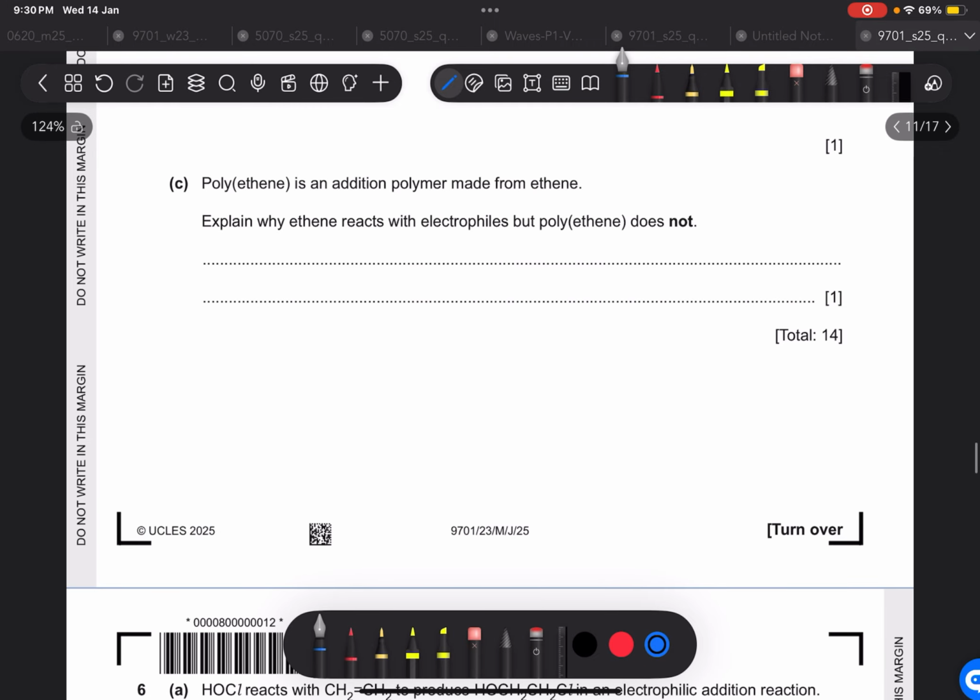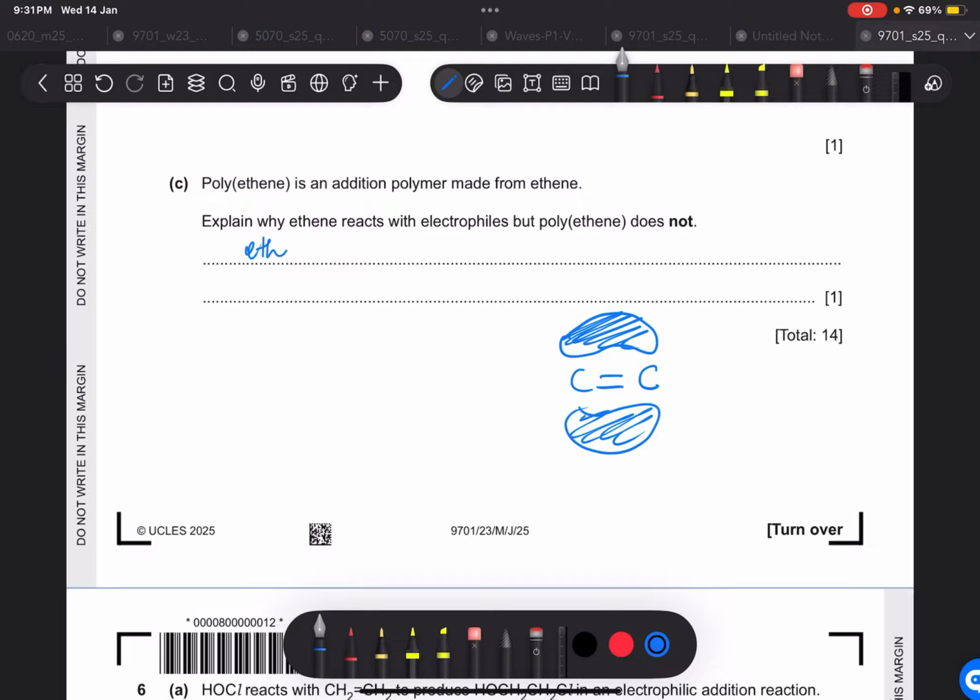Polyethene is an addition polymer made from ethene. Explain why ethene reacts with electrophiles but polyethene does not. Ethene contains a carbon-carbon double bond, a pi bond. Polyethene does not contain a pi bond. It reacts with electrophiles because the carbon-carbon double bond itself acts as a nucleophile, because there is an electron cloud above and below it. So ethene has a pi bond, which has a region of high electron density that acts as an electron cloud above and below.